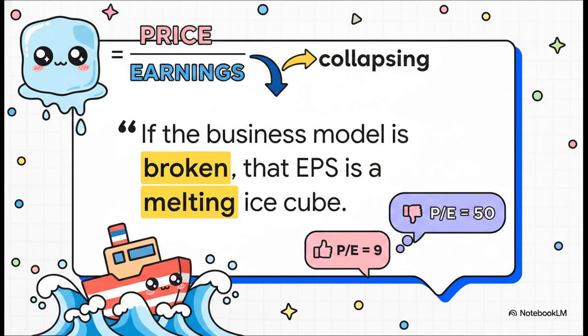Think back to our simple formula, price divided by earnings. If the earnings, that denominator, are collapsing, today's single-digit PE ratio could magically turn into a sky-high PE of 50 by next year. You didn't buy a bargain. You basically bought a ticket on a sinking ship.